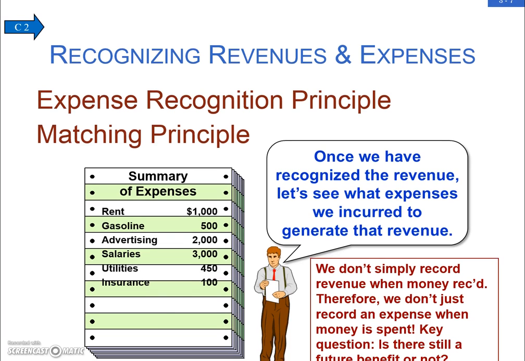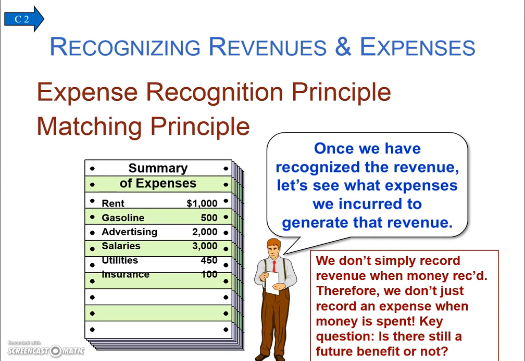Okay. And remember, just as we don't simply record revenue when money is received or when cash is received, by that same token, we don't just record an expense when money is spent. There's a key question to ask when we spend money. Are we just using up the value of that money, meaning it's already used up and we aren't getting anything that's going to give us any future benefit because we've already used it up? If so, it's an expense.